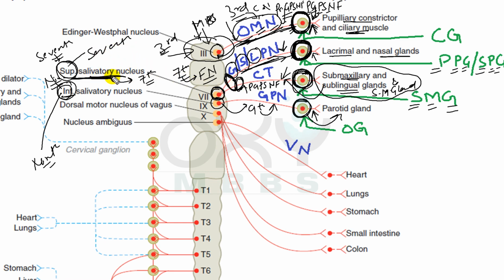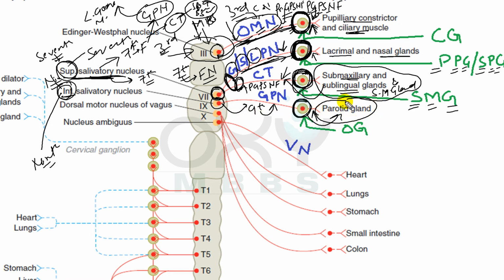Now from the superior salivatory nucleus, what is coming out? Seventh, that is the facial nerve, and this will have two parts. One is the greater petrosal nerve, and second one is the chorda tympani. Greater petrosal nerve will give branches to the lacrimal glands and nasal glands, while the chorda tympani will give submaxillary glands, submandibular glands and sublingual salivary glands. Now the remaining one is the parotid gland, and that is under the control of the ninth cranial nerve, and that is coming out from the inferior salivatory nucleus.